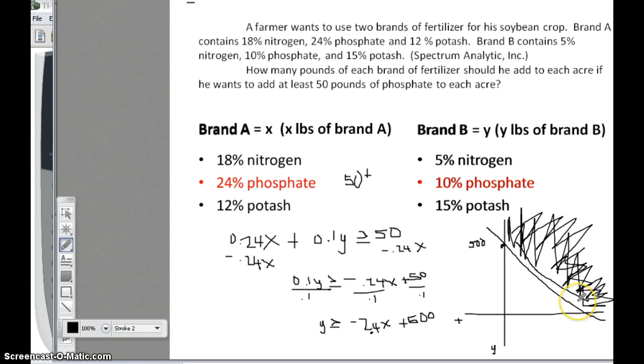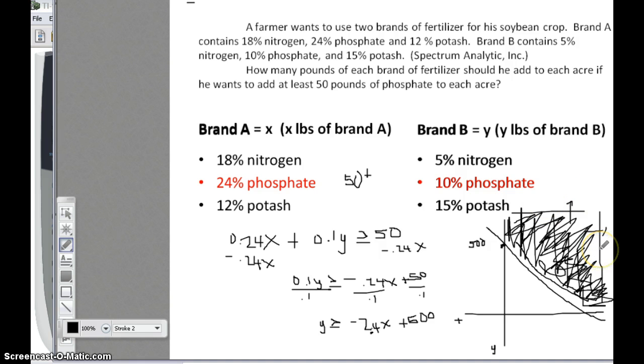And so my solution set, the number of pounds, would actually be any ordered pair out here in this shaded region. And so lots and lots of choices of how much fertilizer of each brand, and even though I sort of draw a line here to make an area, this really extends up to infinity, out to infinity. There's no boundaries around it.